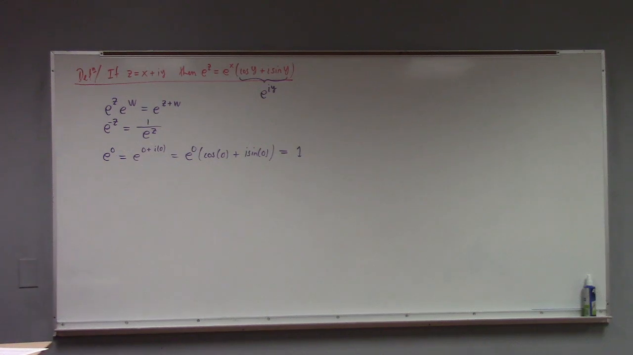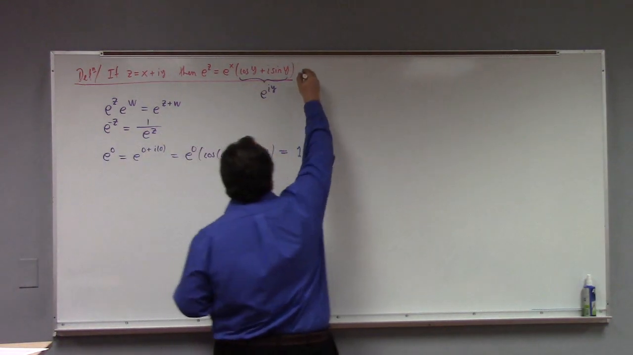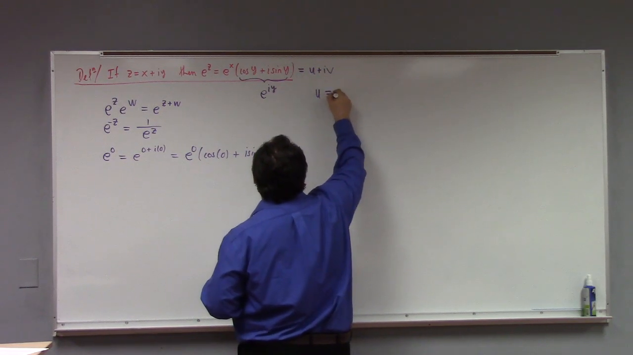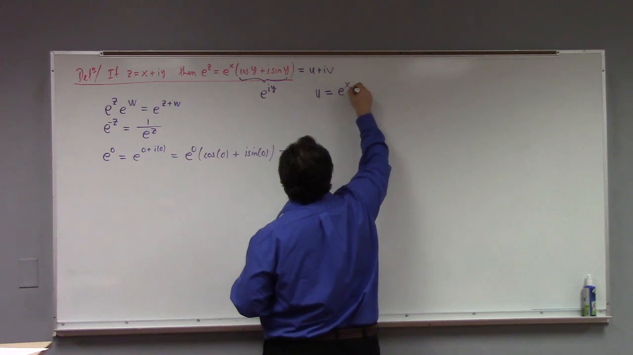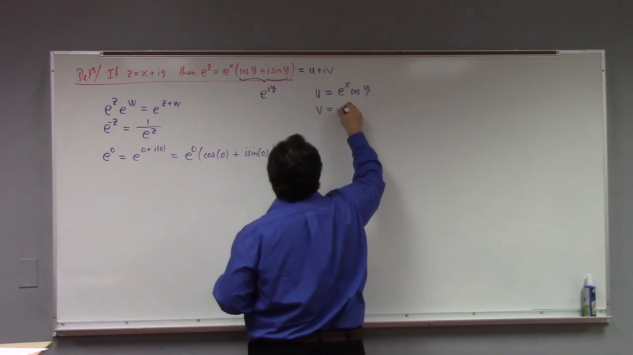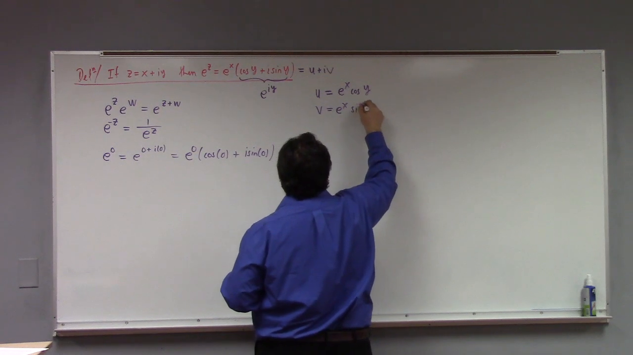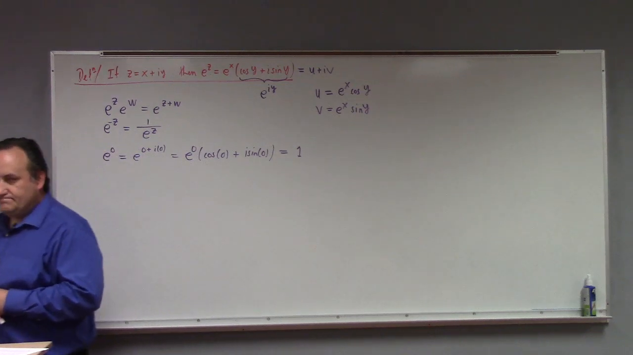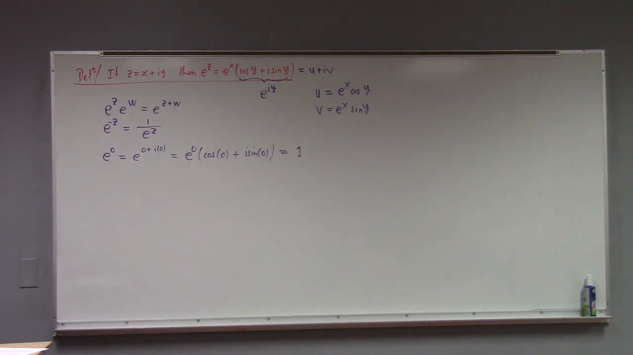What are the component functions, right? If we look at this as u plus iv, what are my component functions here? The real part of the exponential is e to the x cosine y. The imaginary part of the exponential is e to the x sine y. Those are the component functions. All right? What else can we say?